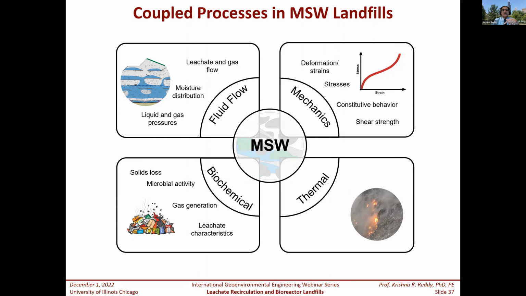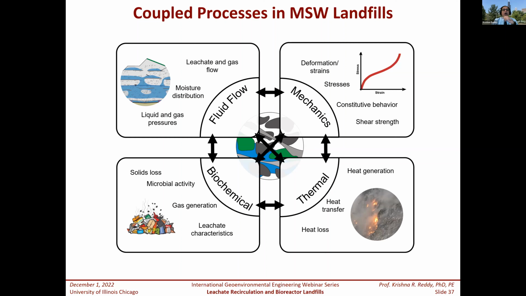And then you also have thermal processes that are happening. You're going to generate heat, and then you're going to change the temperatures. But if you look at these things, one affects the other, right? And the other one affects the other one. So if you look at it, each one is affecting the other, and affected by the other.